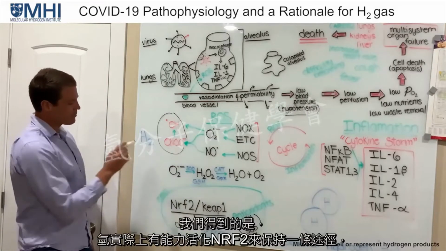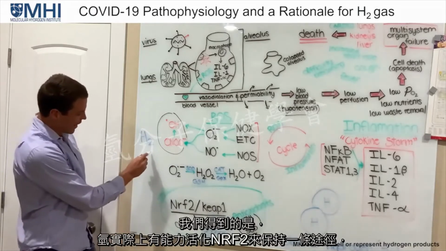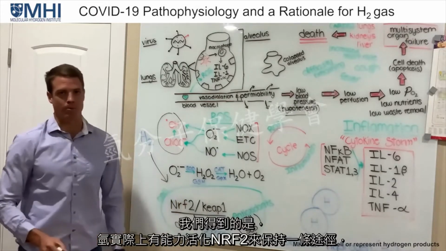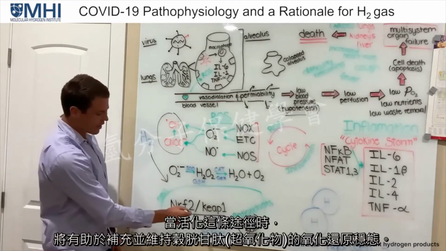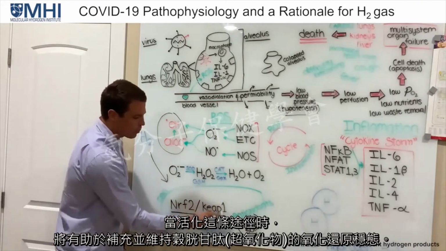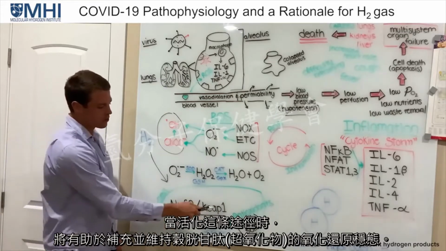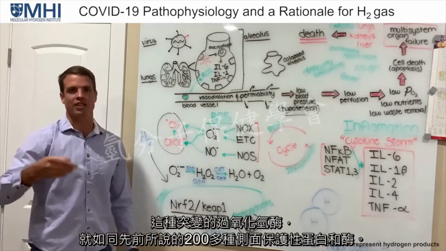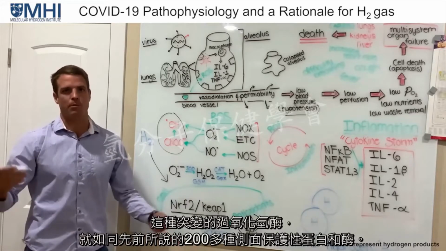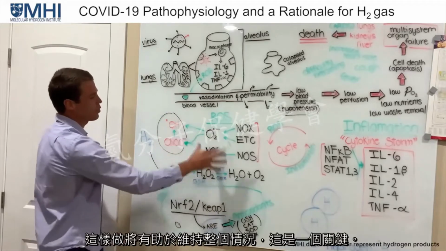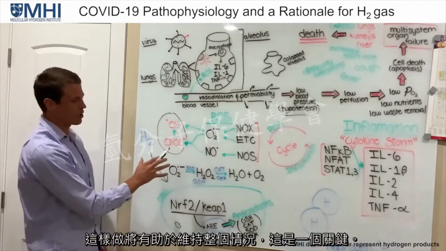Molecular hydrogen actually has the ability to activate the NRF2-Keap1 pathway. And when it can activate the NRF2-Keap1 pathway, it's going to help to replenish and maintain that redox homeostasis of your glutathione, your superoxide dismutase, your catalase, like I said, over 200 cytoprotective proteins and enzymes. And as it does that, it's going to help to maintain this whole thing. Okay, so that's one critical aspect.